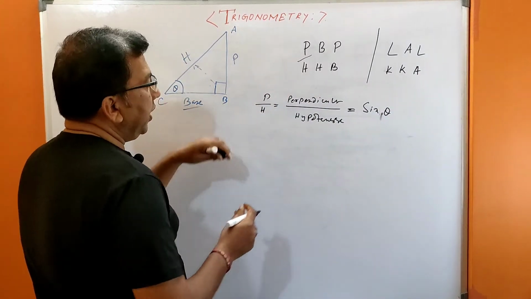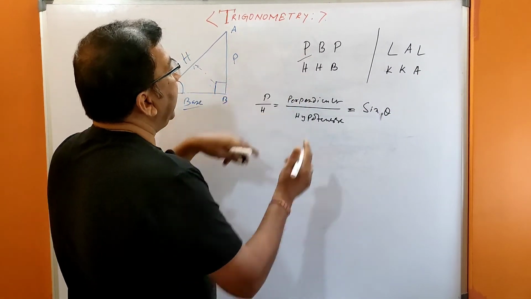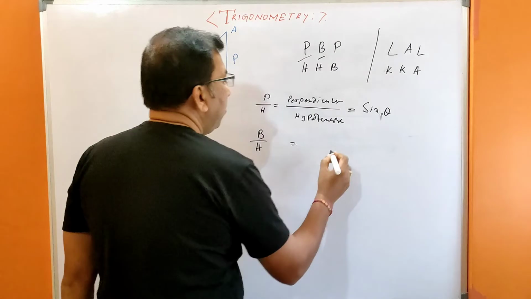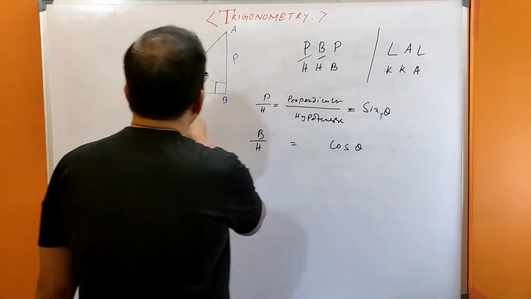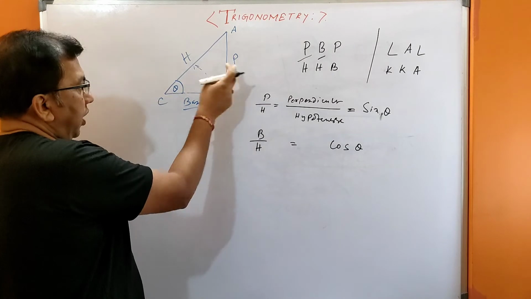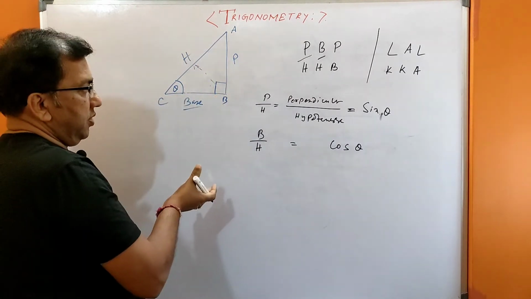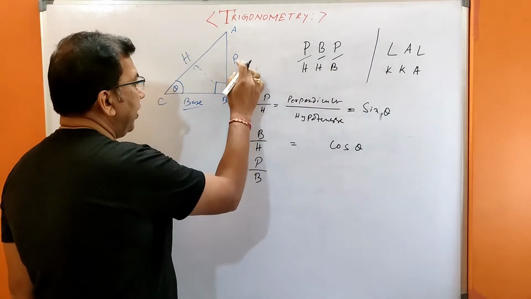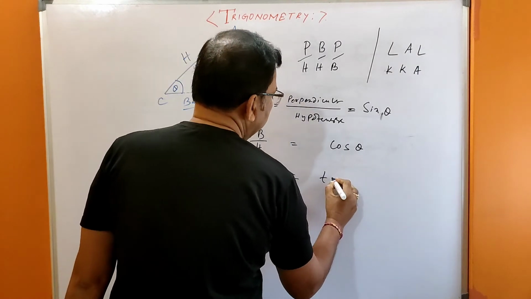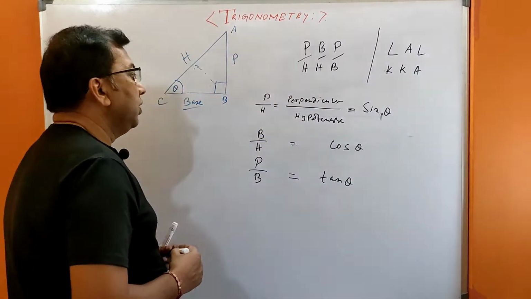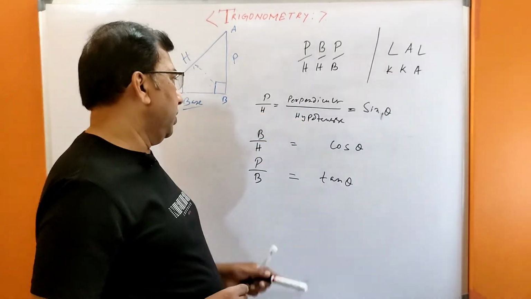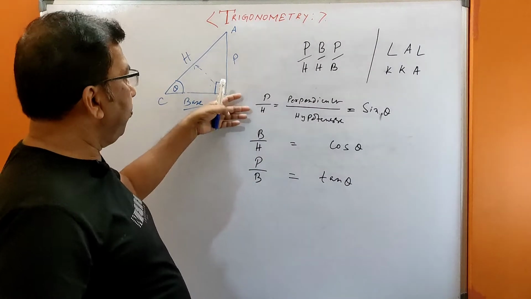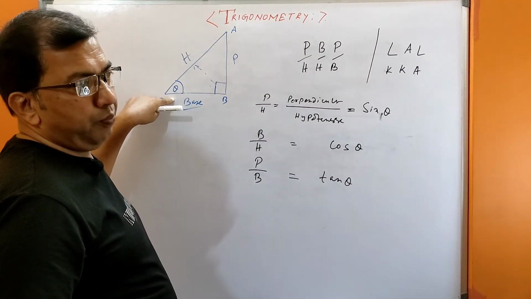Same thing, B by H, base by hypotenuse, will be cos of this angle theta. And P by B, perpendicular by base, will be tan theta. So P by H is sin theta, B by H is cos theta, P by B is tan theta, the ratio of two sides with respect to this angle.